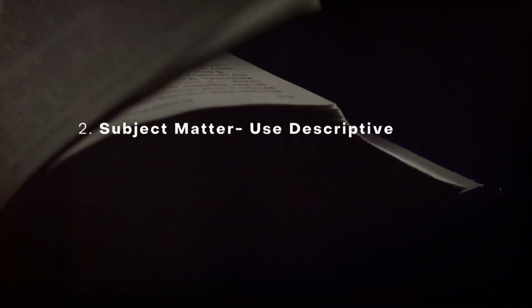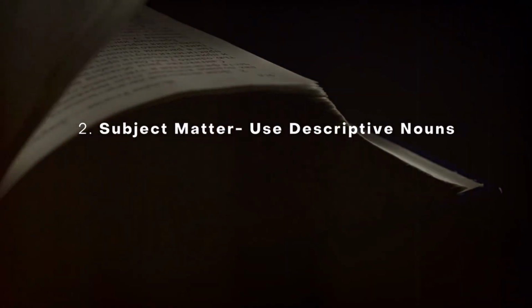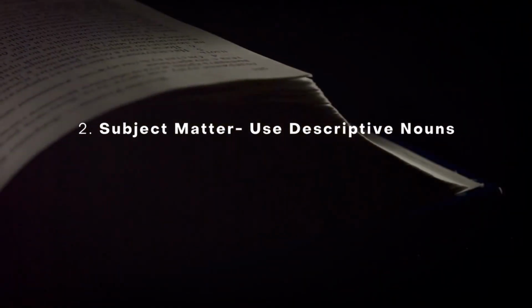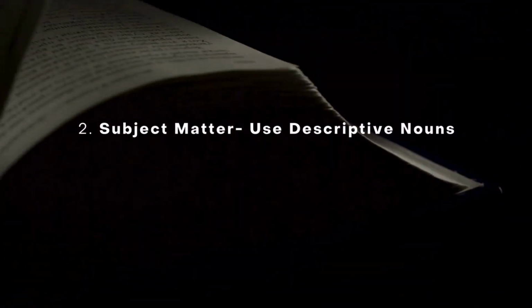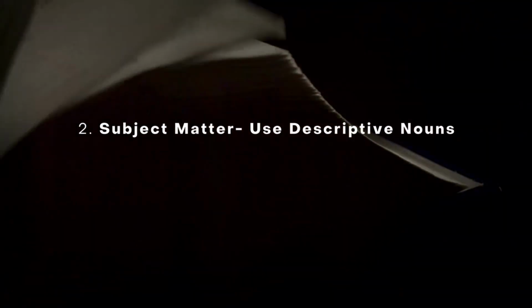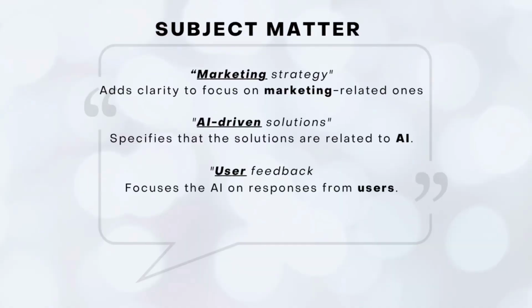Next, we have subject matter. Here we use descriptive nouns to specify the subject matter, whether it's a person, place, or thing. This provides context and focus to the AI model. For instance, adding the word marketing in front of strategy adds clarity about the context. Or specifying AI-driven when asking for solutions allows the model to focus on those related to AI. Adding the noun user ensures that the AI knows exactly which responses it should focus on.